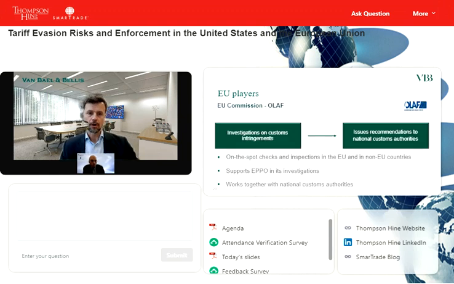So let me refer first to Olaf. Olaf, it's an investigation unit of the Commission that can carry out on-spot checks and inspections in the EU, but also, you should know, in non-EU countries. And I will refer to an example in the next slide. They support the European Public Prosecutor when needed, and Olaf works together with the customs authorities of the member states. And yes, they issue recommendations at the end of the investigation. But these recommendations, even if they may not be, strictly speaking, legally binding, they will be followed by the customs authorities of the member states concerned.